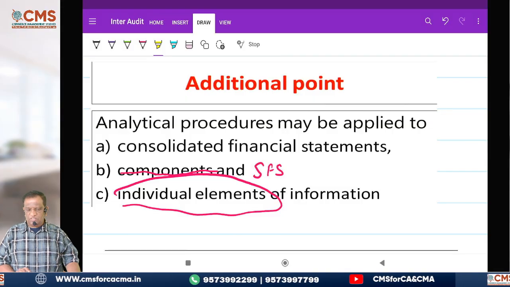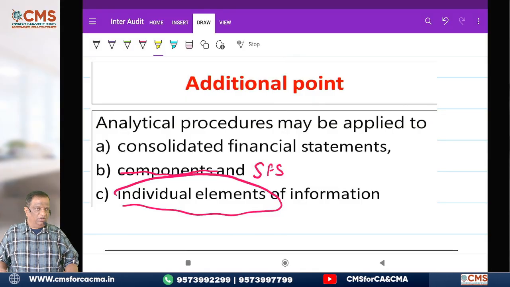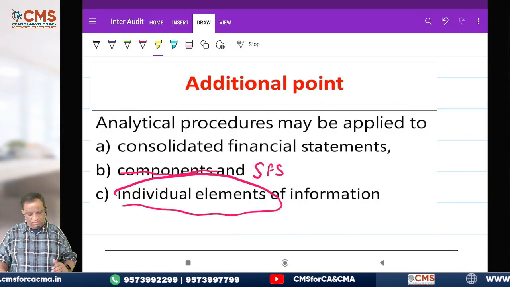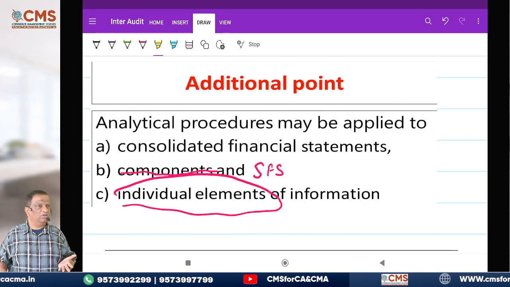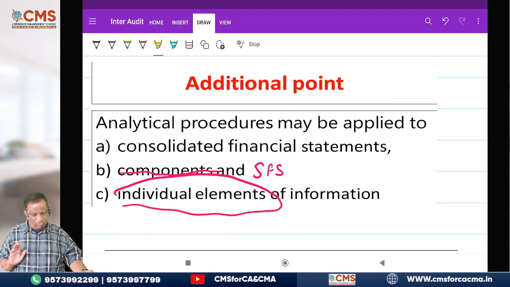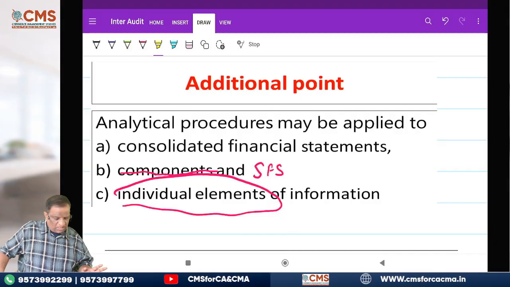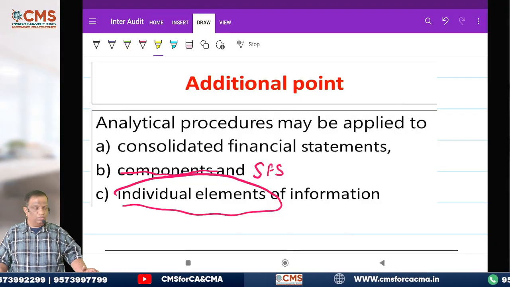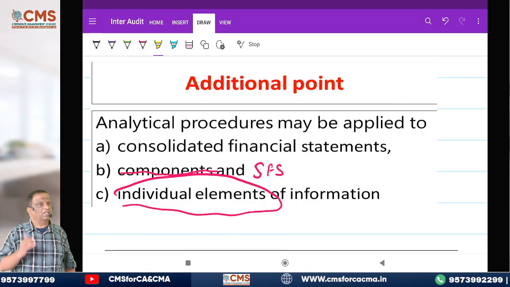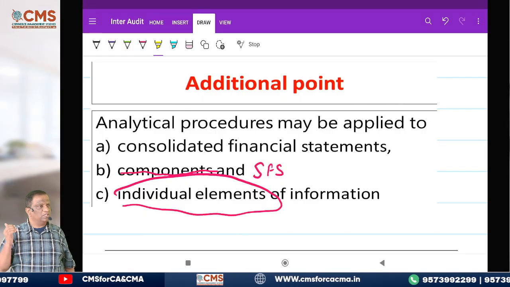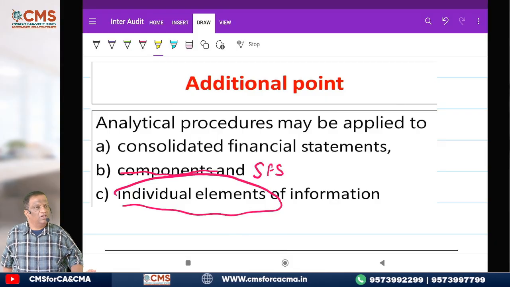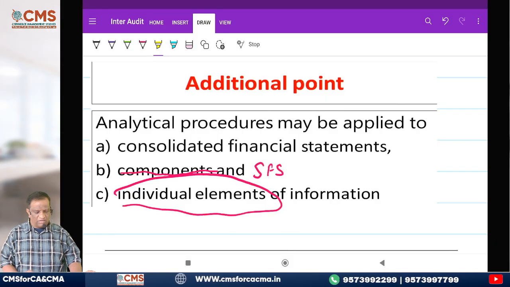This analytical procedures, where do I apply? Is it applicable only for SFS, or is it applicable for CFS, that is consolidated or standalone financials? That's why they say, wherever you are doing audit, it is applicable everywhere. It is applicable to consolidated financials, to standalone financials, and also to individual elements in the financials, like one item in the financial, rent, salaries, whatever I am doing. So it is applicable in all types of scenarios, CFS, SFS or individual items.